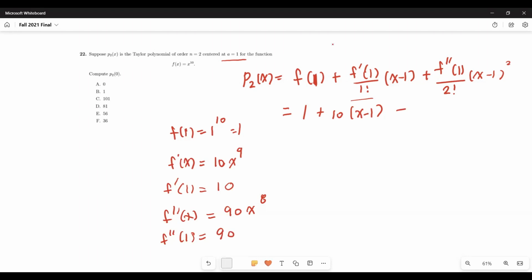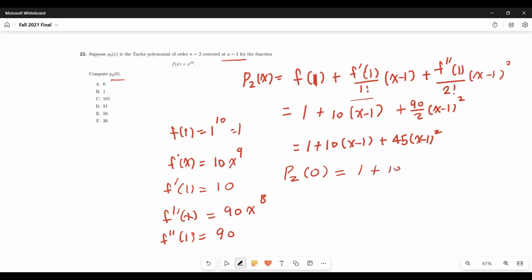So this is plus 90 over 2 times (x minus 1) squared. So this becomes 1 plus 10(x minus 1) plus 45(x minus 1) squared. We're curious about P2 of 0, so let's plug in 0. So 1 plus 10 times negative 1, and then plus 45, because (0 minus 1) squared is just 1. So this just becomes 1 minus 10 plus 45. So this is negative 9 plus 45, so this becomes 36. So the answer for this question is F.